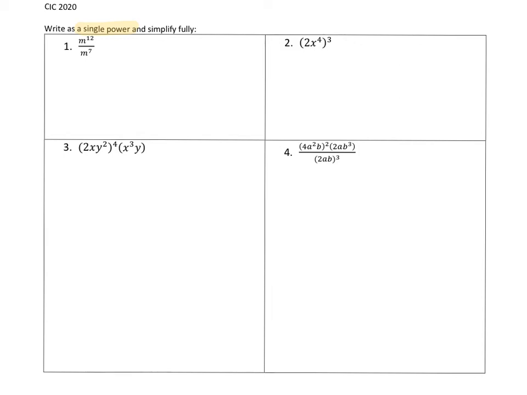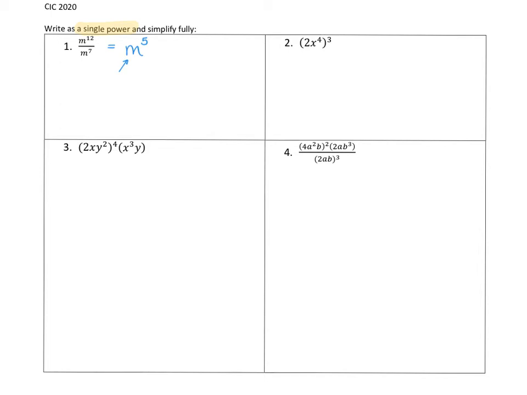Okay, so here we go. Nice and simple. Hopefully you can see this is a quotient rule. This is a division of powers, and so we're going to keep the base, and we're going to subtract the exponents. 12 minus 7 is m to the 5. And again, you don't need to show the 12 minus 7. You can do that in your head or on your calculator if you need. Nothing else to simplify there because we're dealing with a variable, so we just leave it like that. We write it as a single power.